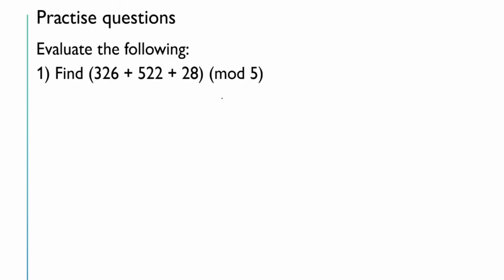We just now saw the property with respect to addition. We will use that property. So first we will take each number separately. 326 mod 5 is, when we divide 326 by 5, we get the remainder as 1.